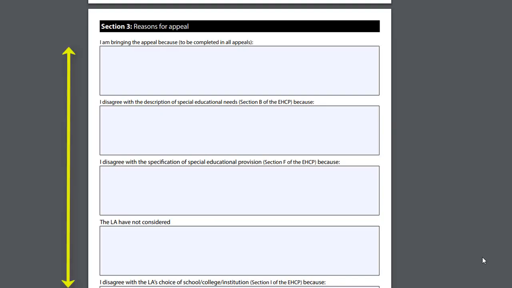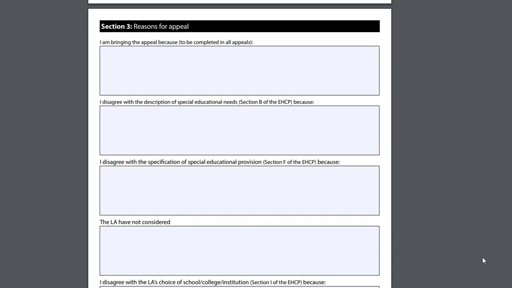You do not have to respond to all the boxes on this page. Remember, this form is used for many different types of EHC appeal, so only respond to the boxes which apply to your appeal. However, everyone will need to give a response to this first box. If you are struggling with putting your thoughts together to explain your reasons, we have some tips and information on the tribunal pages of our SENDIAS website in Suffolk, which may help you.